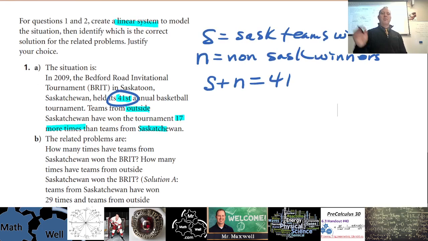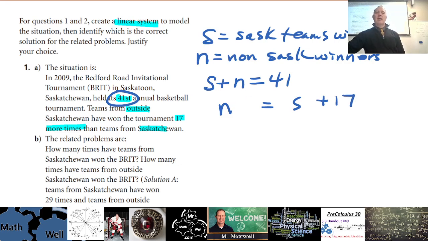The other information is that the teams from outside the province, so non-province teams, have won 17 more than the Saskatchewan teams. So if I'm going to make non-province team winners and Saskatchewan team winners equal, I either have to subtract 17 from the ones that have more wins, or I have to add 17 to the ones that have fewer wins to make them equal. You see that? So that's the way I like to view that.